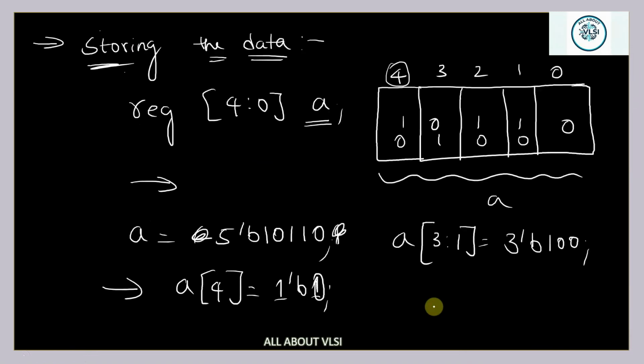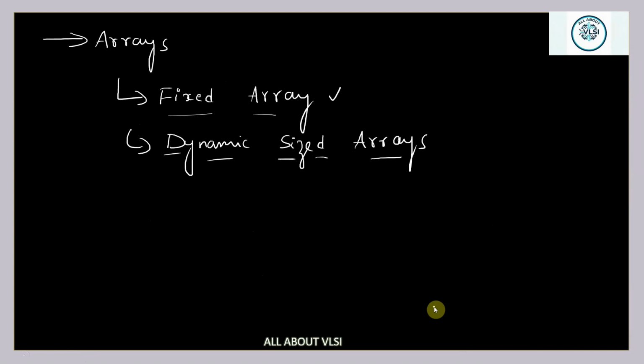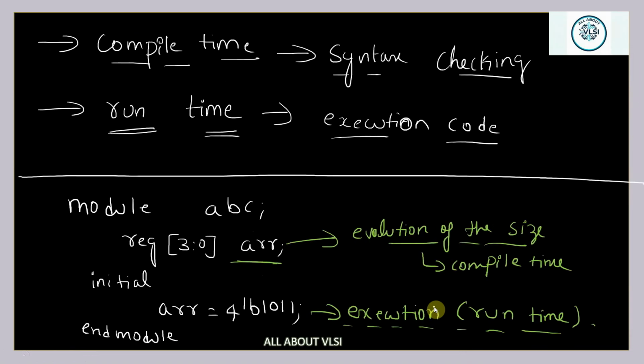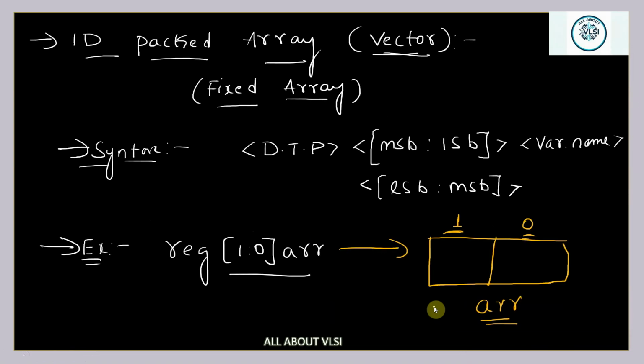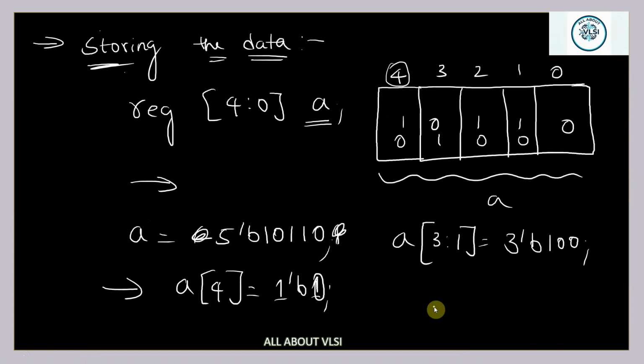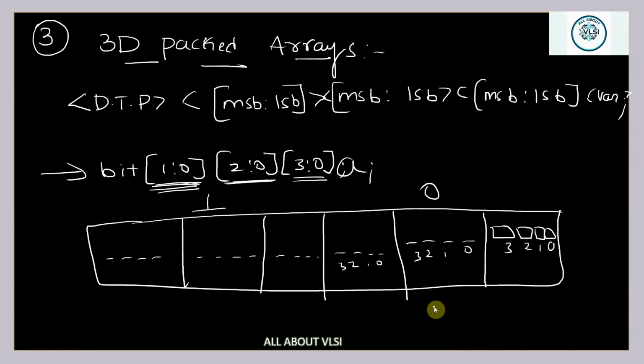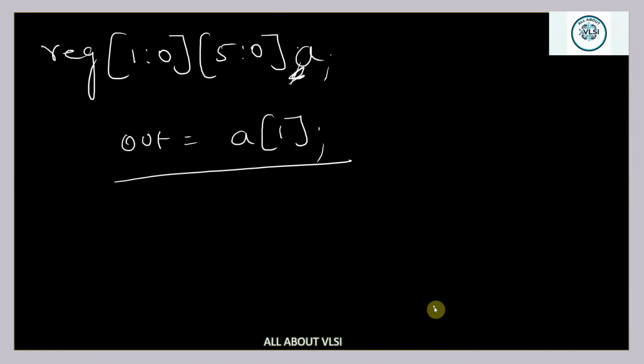So in our previous sessions, we started with packed arrays and we have seen 1D packed arrays and 2D packed arrays. We have also seen our 3D packed array, how it is going to look like. All this we have seen in our previous sessions, right? Now, in this particular session, we are going to start our discussion about unpacked arrays.